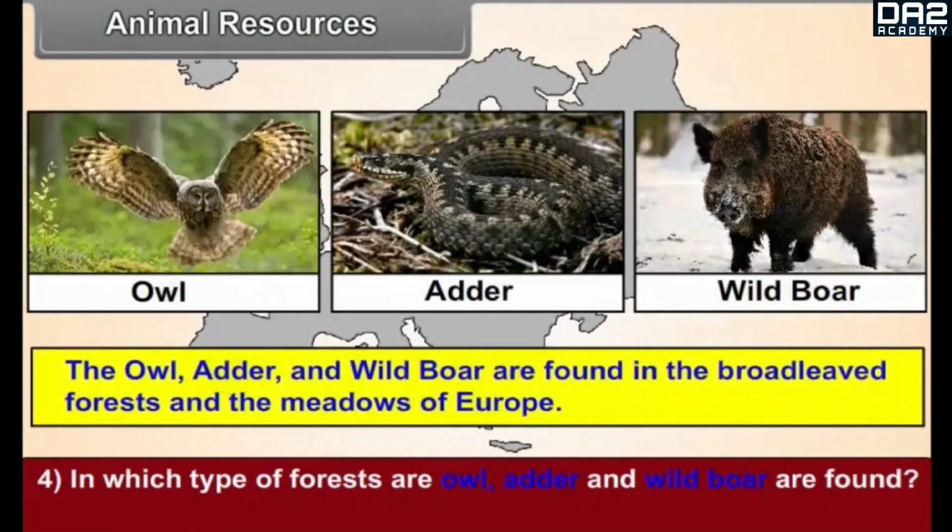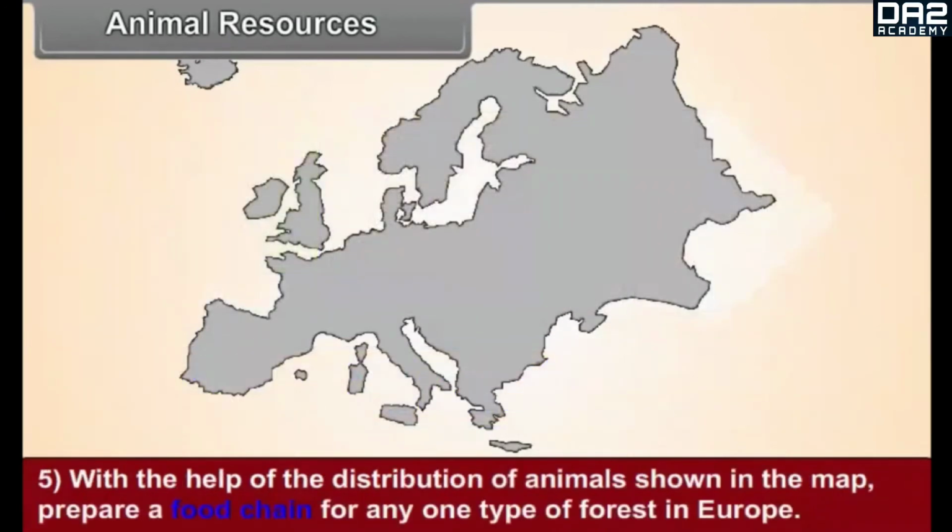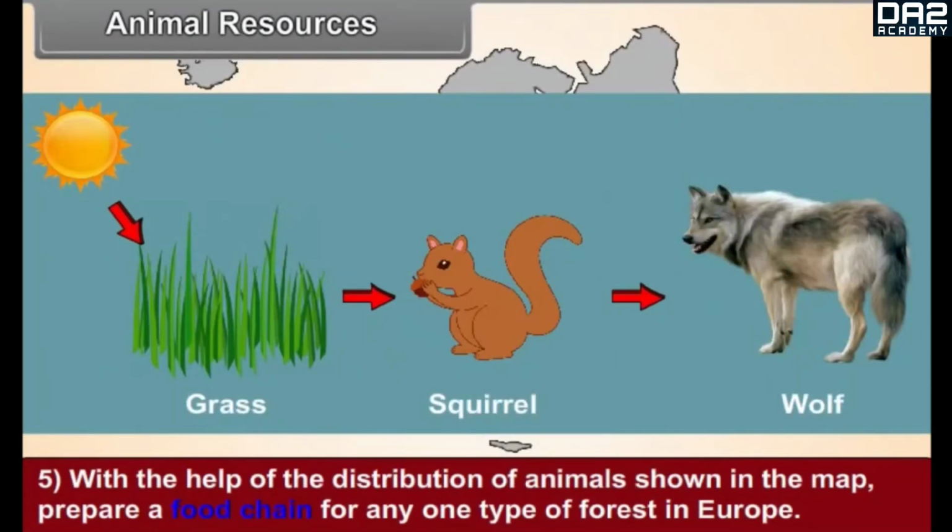Number 4. In which type of forest are owl, adder and wild boar found? Number 5. With the help of the distribution of animals shown in the map, prepare a food chain for any one type of forest in Europe.